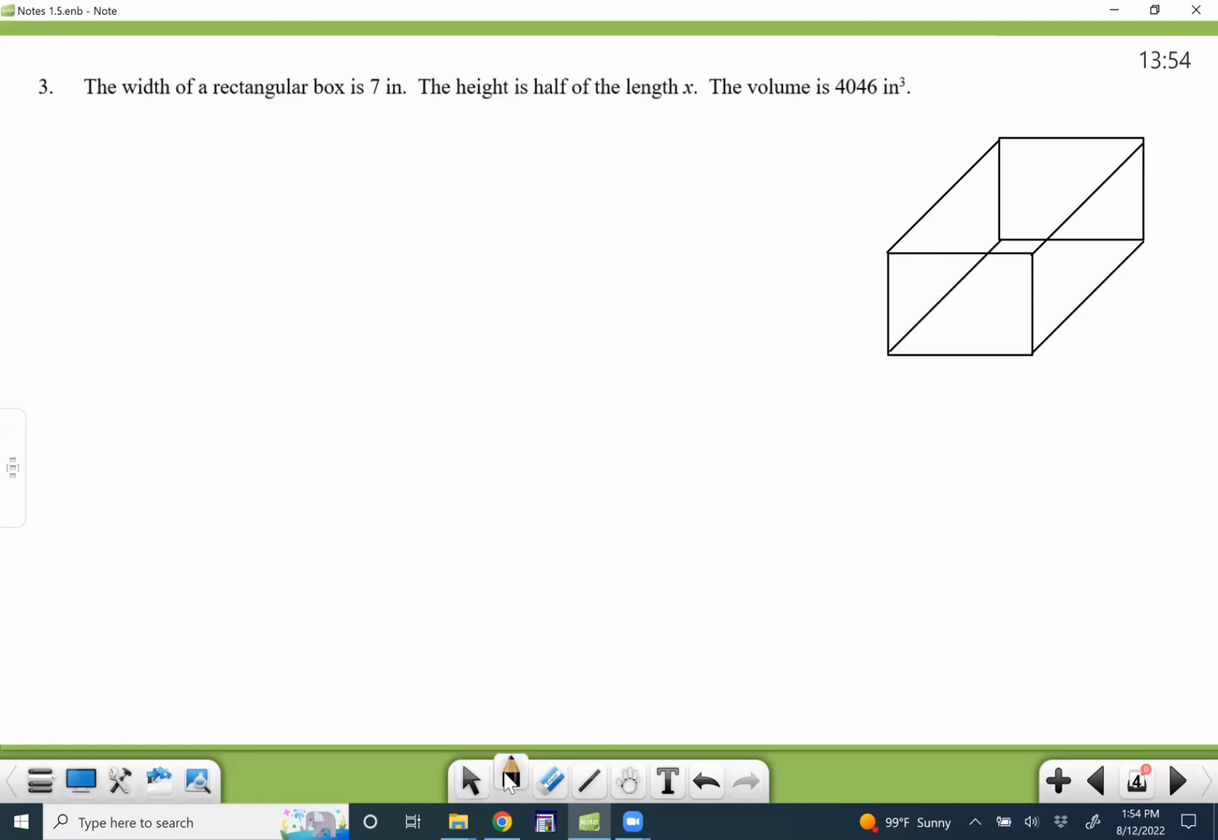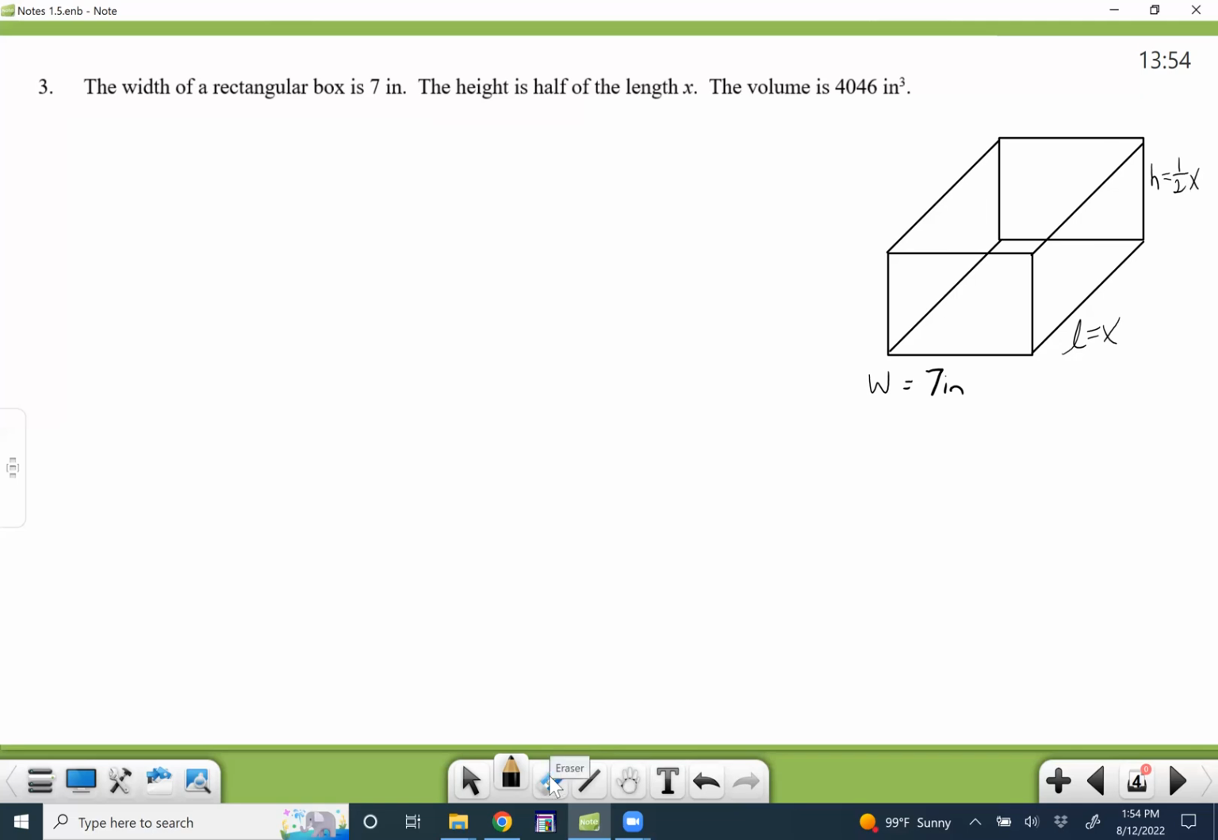Okay, so this, I guess, would be our rectangular box, right? The width of the rectangular box is 7 inches, so I'm just going to put 7 inches here. I'll label it W. The height is half of the length x. Well, that tells me a lot. It tells me that the length is x and that the height is half of x. So we have this completely labeled. These are all inches, by the way.